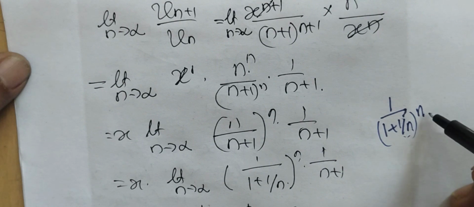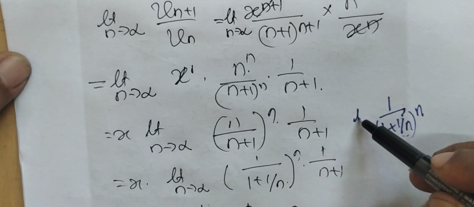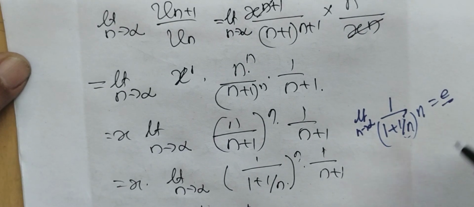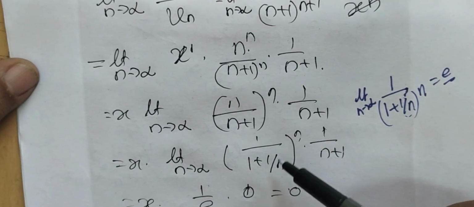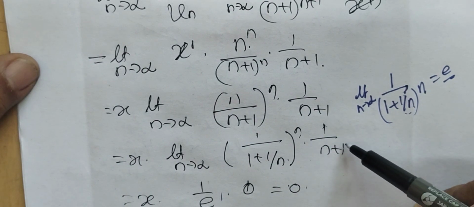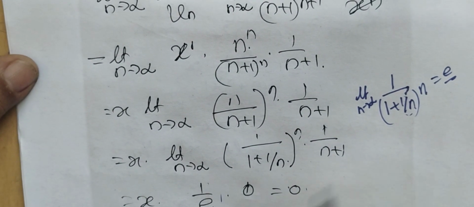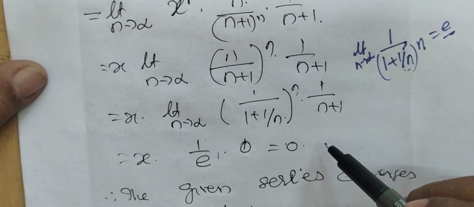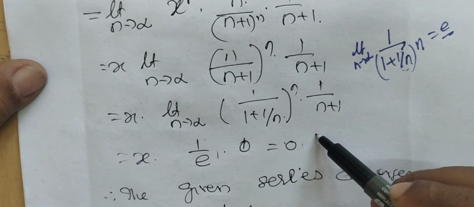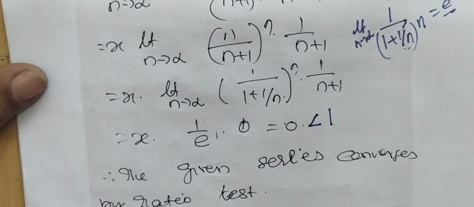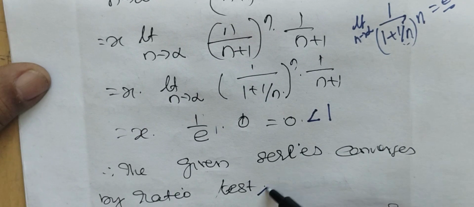Its reciprocal term is in the numerator. Also the limit is n tends to infinity. This becomes e, so in the denominator it is e, that is 1 by e. But as n tends to infinity, 1 by infinity is equal to 0. This is equal to 0 and less than 1. Therefore the given series converges by the ratio test. So this is the answer.